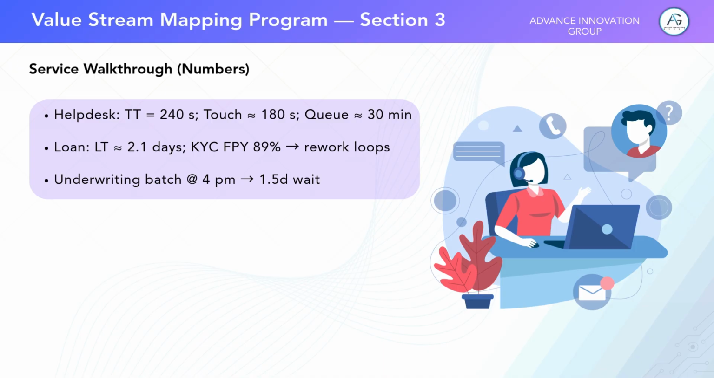For the loan process, the total lead time is about 2.1 days, with a KYC first pass yield of 89%, meaning frequent rework loops. Finally, underwriting happens in a daily batch at 4 p.m., causing an average wait time of 1.5 days before processing starts. Together, these figures show clear opportunities for automation, parallel processing, or queue management improvements.